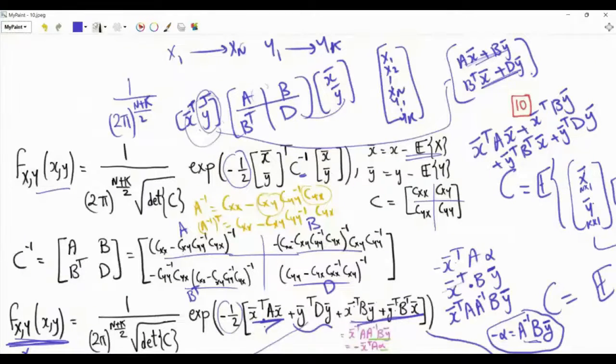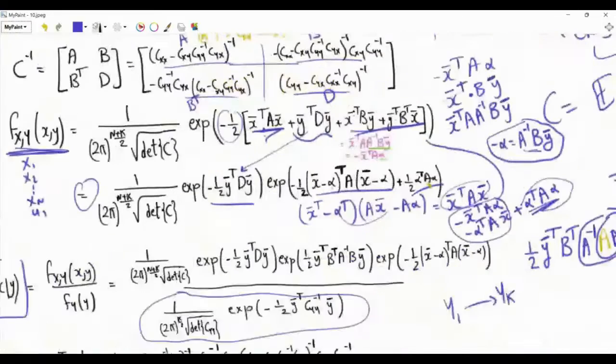We simplified this quadratic form. We wrote x bar transpose, y bar transpose times this matrix here, times the column vector with n plus k variables. So we extended this, and then we isolated this term. We wrote down the other terms as (x bar minus alpha) transpose A (x bar minus alpha), where alpha is chosen so that this form here will cover this term and that term. So we discovered that alpha must be minus A inverse B y bar.